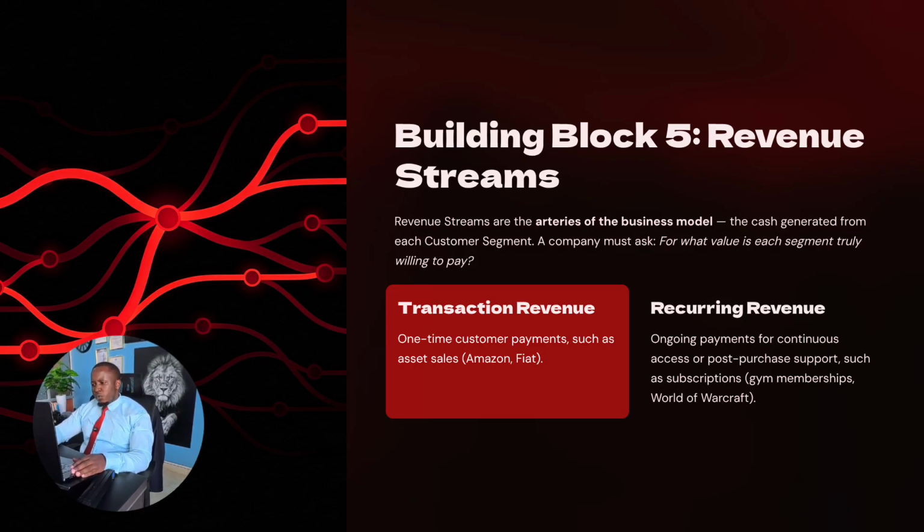Now, for revenue, we can have two main types. The first one is transactional revenue or transaction revenue. This is a one-time customer payment. For example, for an asset sale, let's say you're selling a phone or a laptop, a device, equipment, land. So once the customer purchases this particular good or service and acquires it, the transaction is done and you earn from that, and that's all.